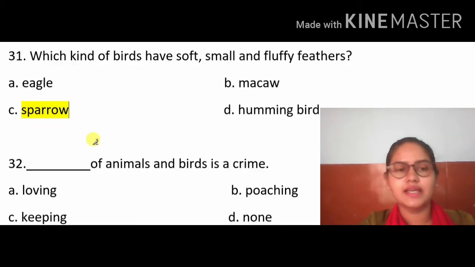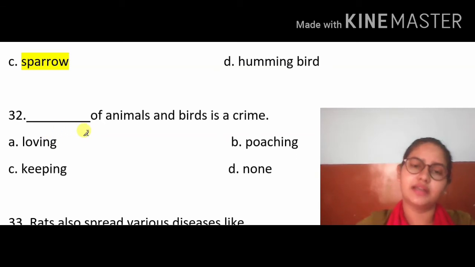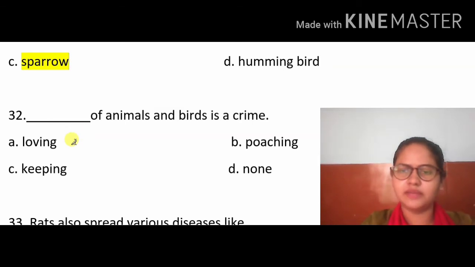Okay, students. Now come to 32. Dash of animals and birds is a crime. Which kind of thing is a crime? Loving is a crime? No. Loving of animals and birds is a crime? No. Keeping of animals and birds is a crime? No. So these are not the options for us, right? So which one is correct? Poaching. Poaching means hunting. So this one is our correct answer. We have filled up our poaching.